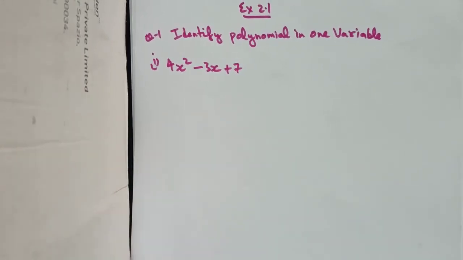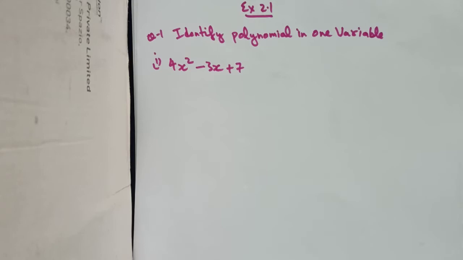Today we will be discussing exercise 2.1. So the first question of exercise 2.1 is: identify polynomials in one variable. That means we are given some polynomials, and we have to identify whether they are polynomials in one variable or not.